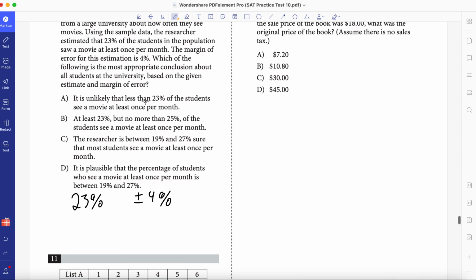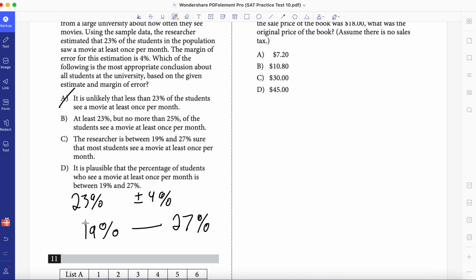Okay, so it is unlikely that less than 23% of students saw a movie at least once per month. This is incorrect because the range for our values is 23 minus 4, which is 19, so the range is going to be 19% to 23 plus 4, which is 27%. That's the range of our values. So it's not that it's unlikely that less than 23%. So A is incorrect.